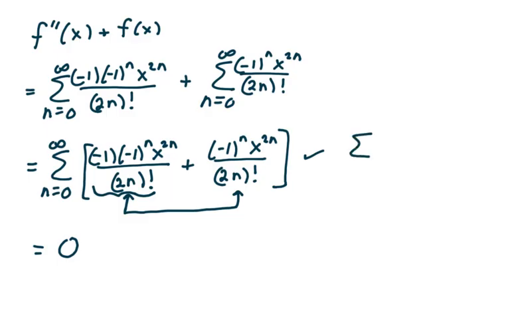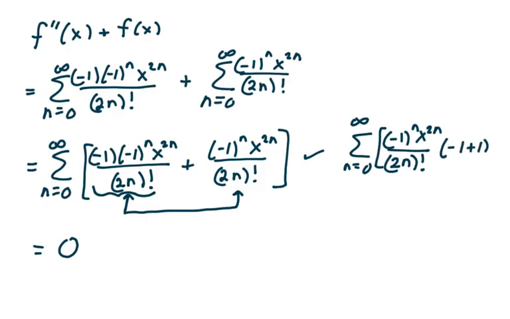Because notice how each term has a negative 1 to the n x to the 2n over 2n factorial. Okay? And I can factor that out. And when I factor that out, I get negative 1 plus 1 inside the parentheses. But negative 1 plus 1 is 0.